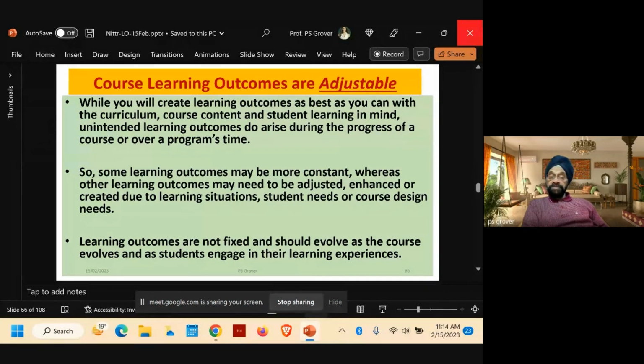Let's say there may be a set of teachers who do this exercise, and another teacher does the exercise. They may differ up to 10, 15, 20%. But on the whole, about 80%, they will agree on what the expected learning outcome is. So they are adjustable, they are not unique. Many times, universities and departments prepare the learning outcomes and send them to the colleges to follow.